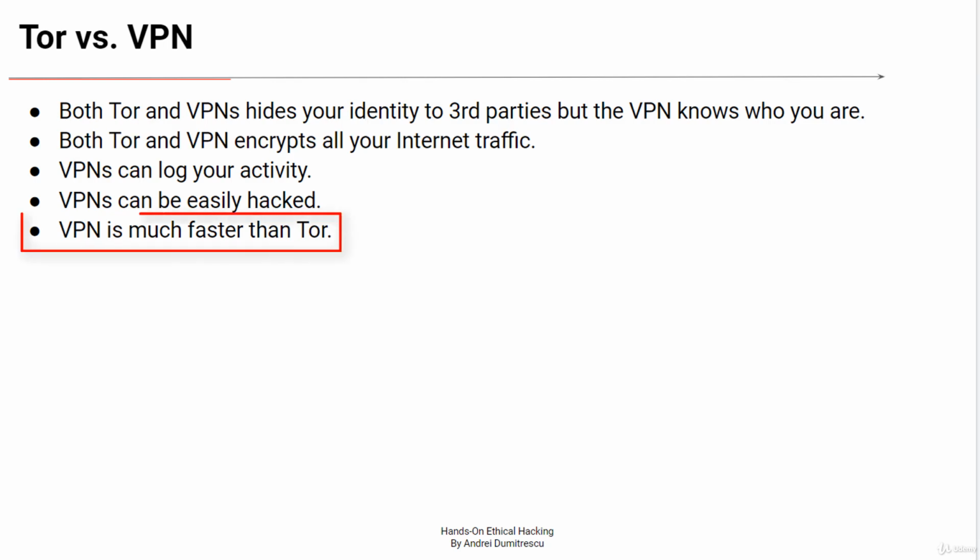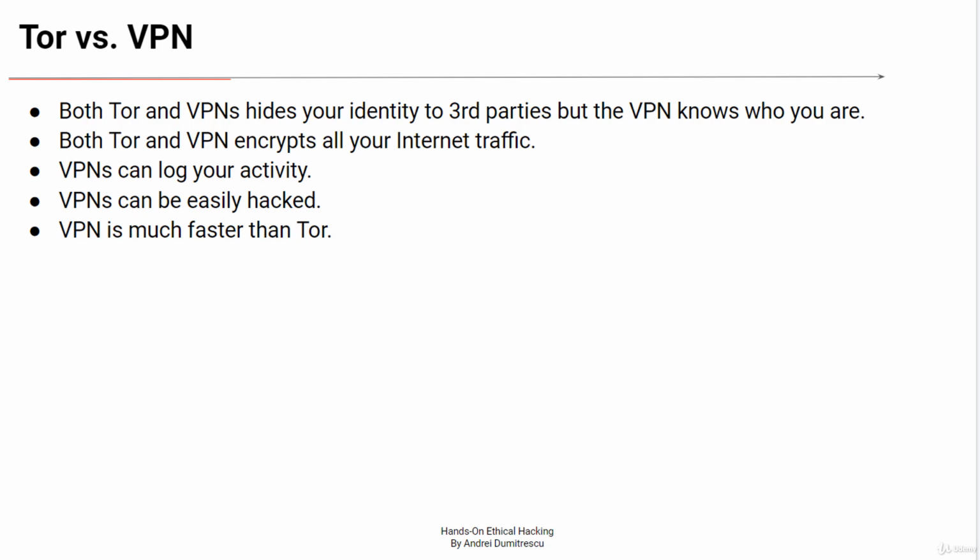A VPN is generally much faster than Tor, since you are going directly to one VPN server, then to your desired destination, website or online service. It's faster than going through several Tor nodes before reaching your final destination.